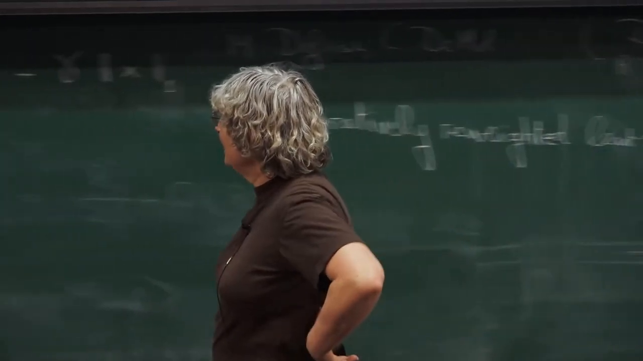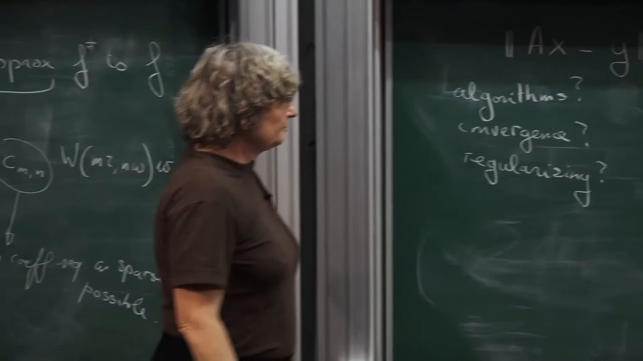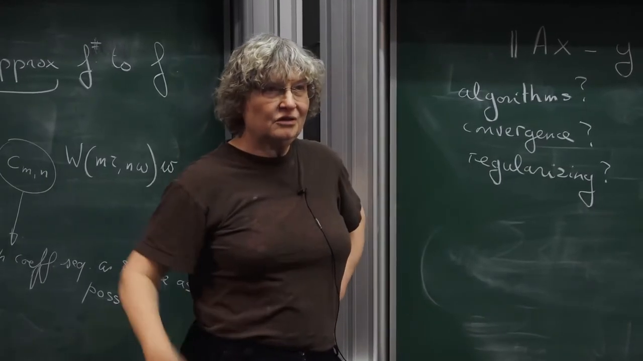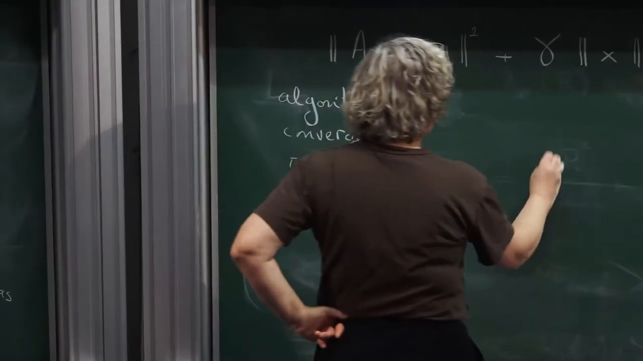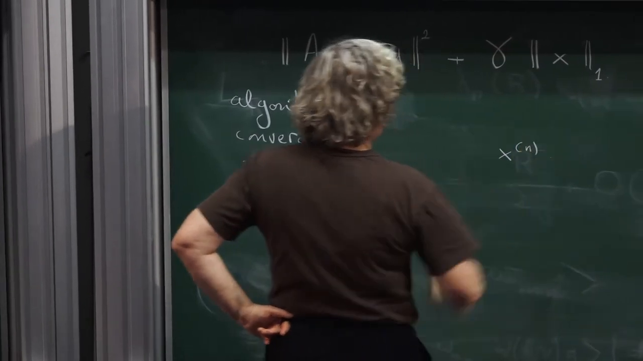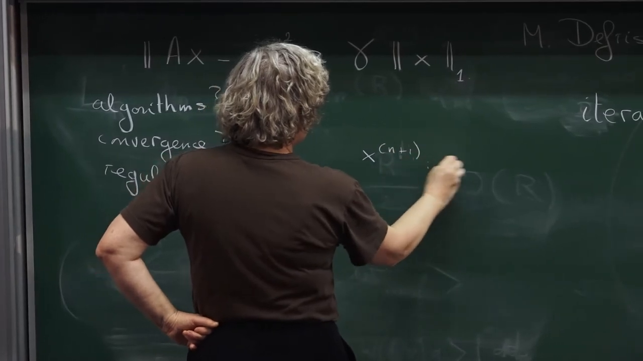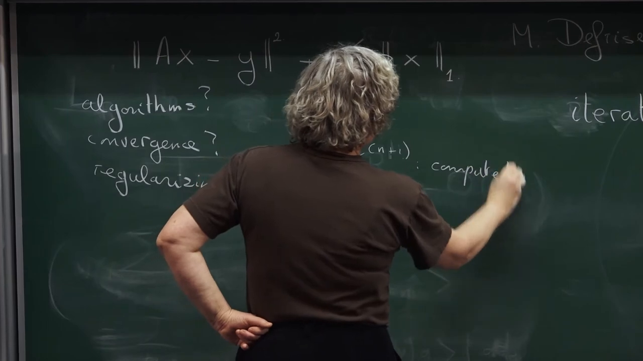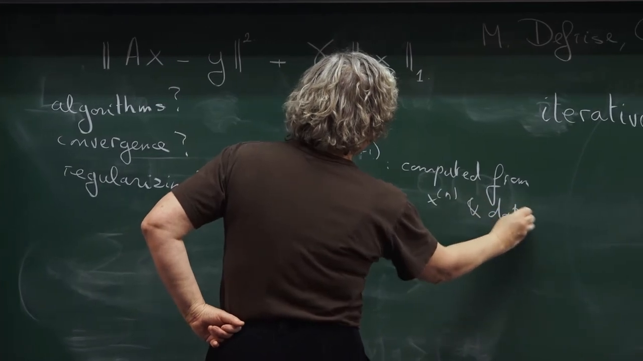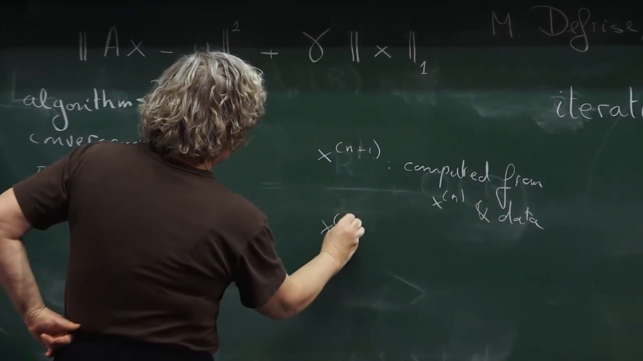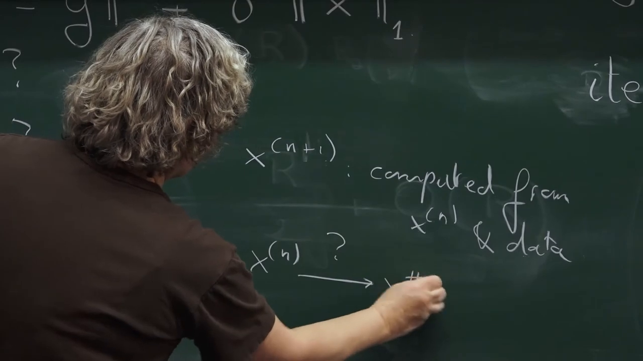So many of the algorithms for solving this, and I'll come back to that, are iterative. That's to say, you start with an initial guess, you compute a better guess, and so on. So you compute x n's. And what you hope is that you compute x n plus 1 from x n and the data. And then you hope to prove that x n goes to a minimizer, x sharp.